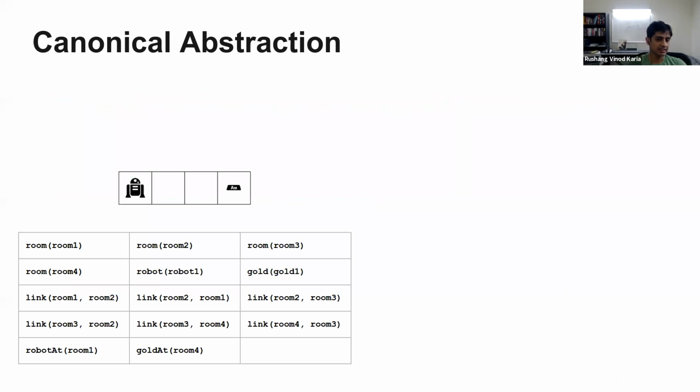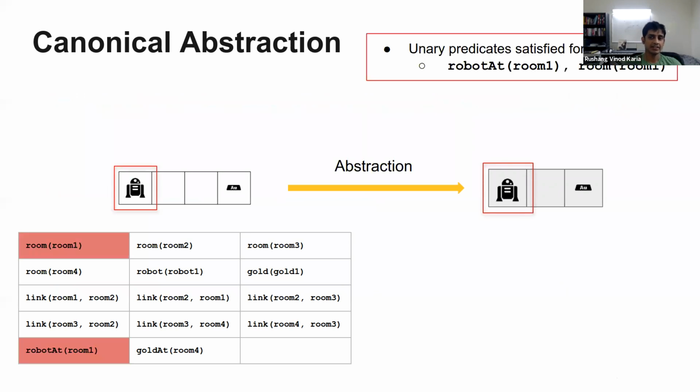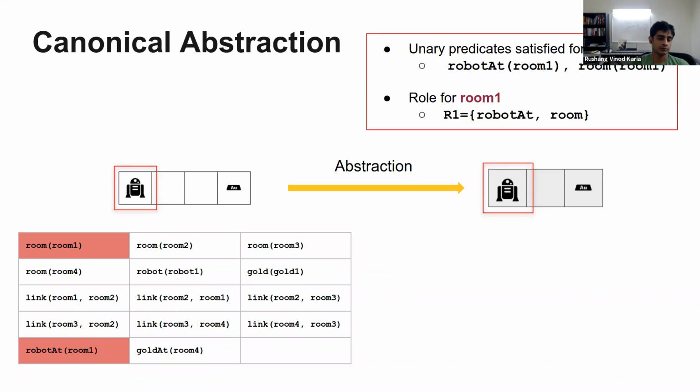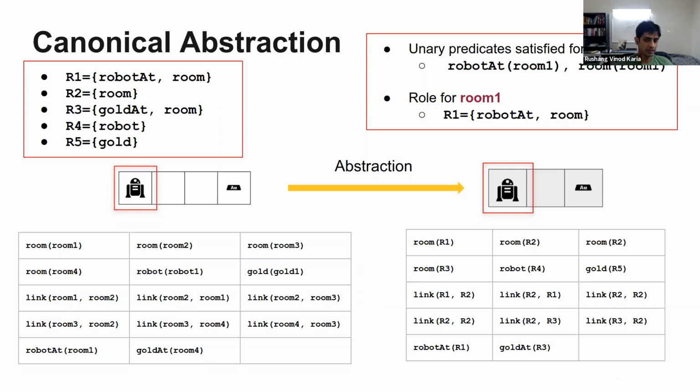Let's consider this concrete state, and let's convert it into an abstract state by looking at room 1. So for room 1, the unary predicates satisfied are robot, at, and room, and this constitutes the role for room 1. Similarly, I've computed the roles for the other objects, which is room 2, room 3, the gold bar, everything included. And to convert a concrete state into an abstract state, what we do is replace every object in every predicate by its corresponding role. And that forms the set of predicates for an abstract state. And notice that information about the object names disappears in the abstract state.